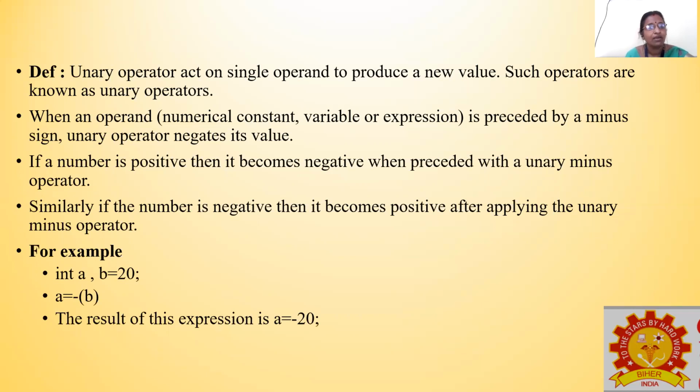For example, integer values a and b are deployed here, where b is initialized to 20. So what is the a value? a value is unary minus of b. So what will be the result of this expression? a will be equal to, it will negate the value because b is preceded with the unary minus sign. Now the result of the expression is a will be assigned as minus 20.